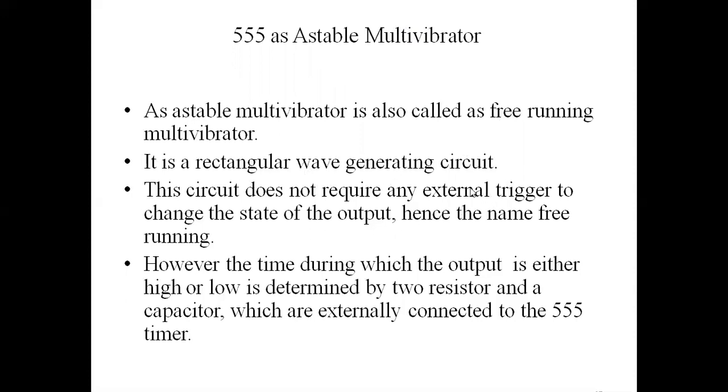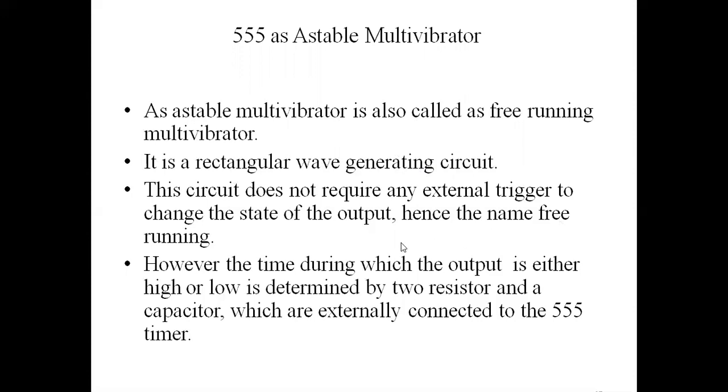This circuit does not require any external trigger to change the state of the output. In the previous monostable, we need to apply a triggering pulse to our circuit, but in case of an astable multivibrator, we don't need to apply any external trigger to change the state of the output. Hence, the astable multivibrator is also called a free-running multivibrator.